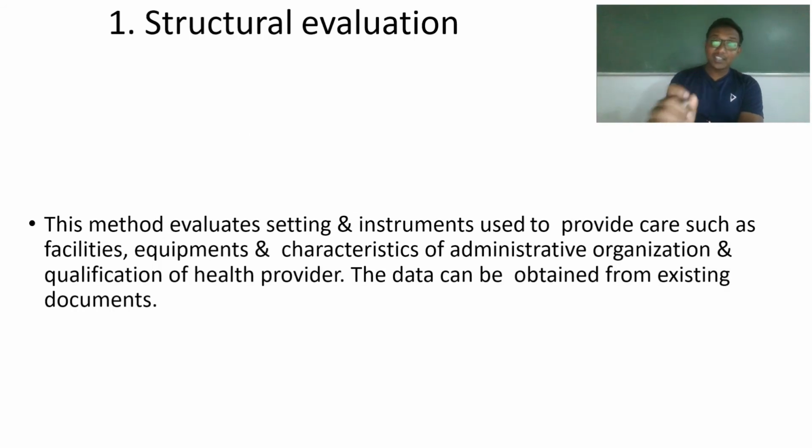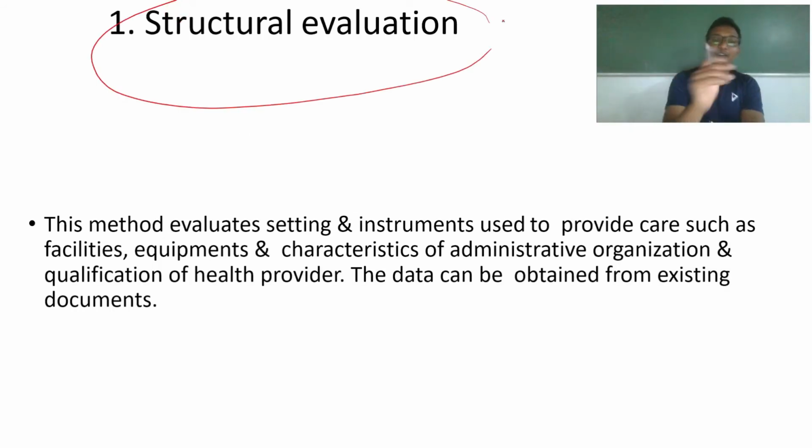So the first one is structural evaluation in the Donabedian model. This method evaluates what? Structural setting, instruments that were being used to provide care, what the equipment is, the characteristics of the administrative organization, and the qualification of the health provider. They will get this data from the existing documents.